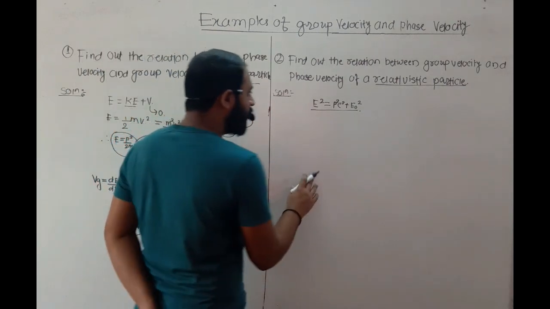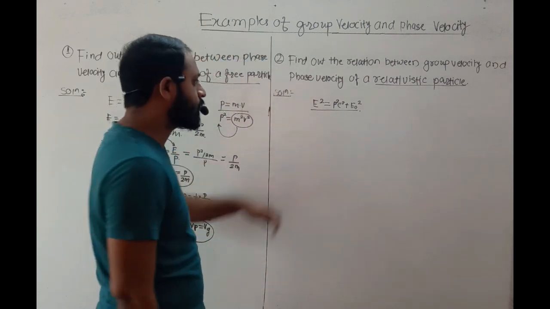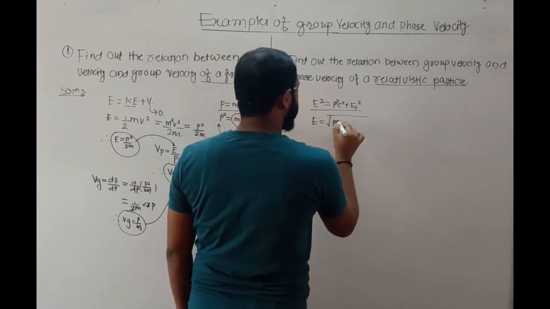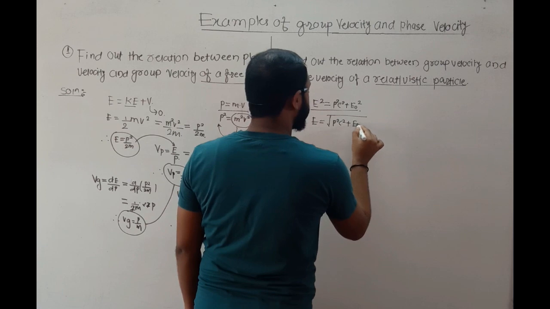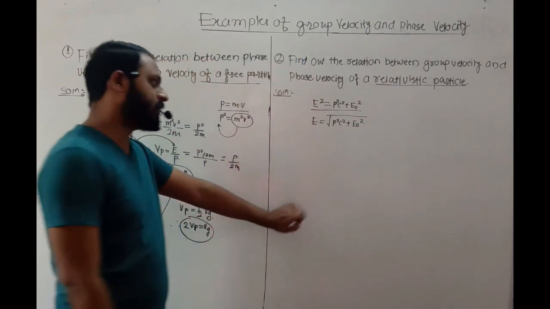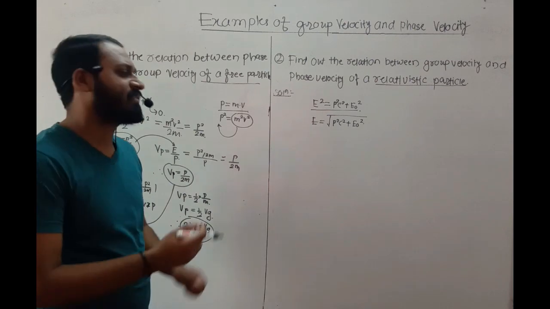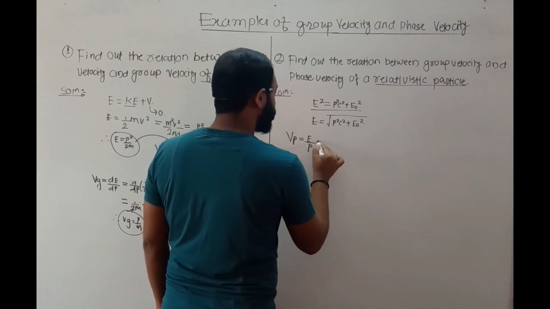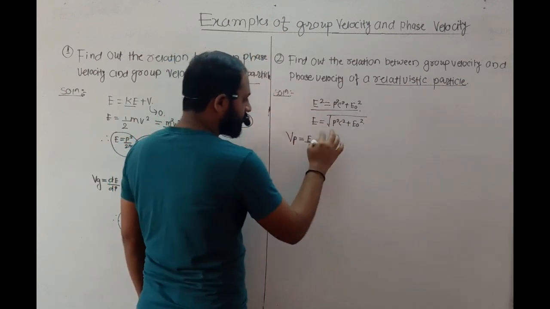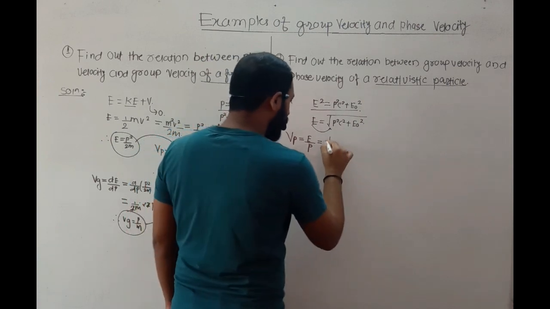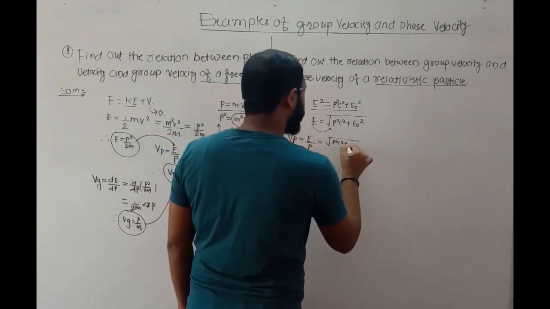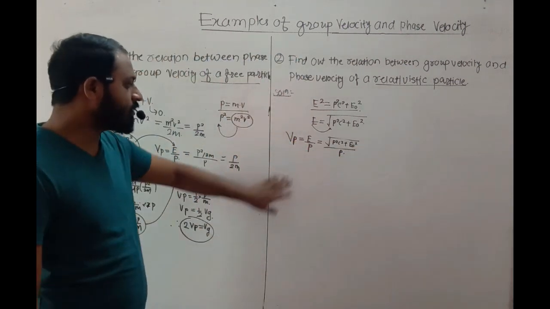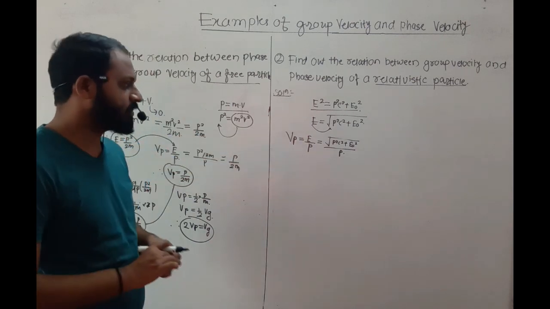Now see, if I take the square root on both sides, E becomes under root of P square C square plus E naught square. You got the energy. And you have the formula Vp equals E by P. So just put E here. The value for E is nothing but under root of P square C square plus E naught square, and P as it is. This is the Vp for this relativistic particle.